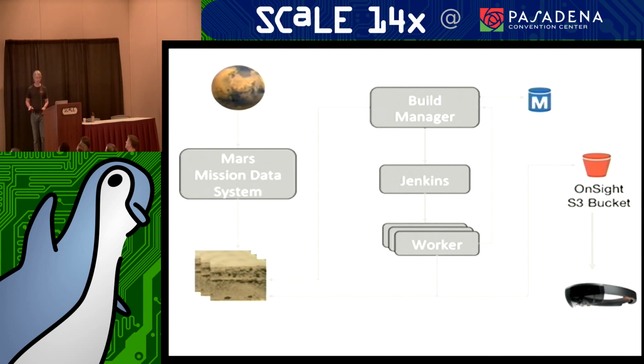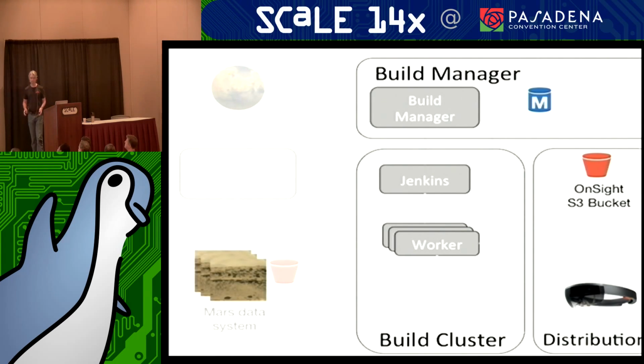So here's the high-level schematic view of the system. Things really start on Mars, where the Curiosity sends data down to Earth. It goes into the mission data system, and it's cataloged in that system. And that's where we pick it up. Now, our system falls into kind of three main pieces. We have a build manager whose job is to find out when new data is available, index that data into our database, and request that builds start. We have a build cluster that has a master node and a fleet of worker nodes that actually do the terrain builds. And we have a distribution system, which stores the results and pushes them out to our end users.